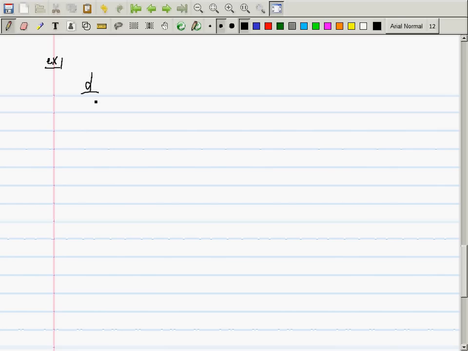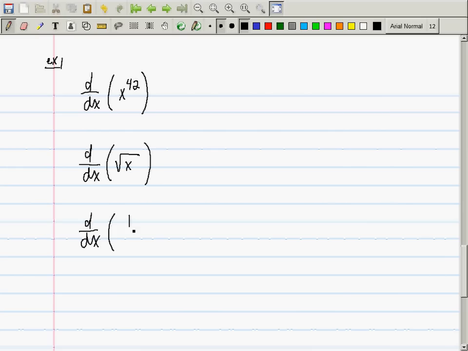So please compute for me the derivative of x to the 42. And then after you do that, please compute the derivative of x to the 1/2. The square root of x, I mean, sorry. Ruined my joke. And then the derivative of, how about 1 over x to the 3.